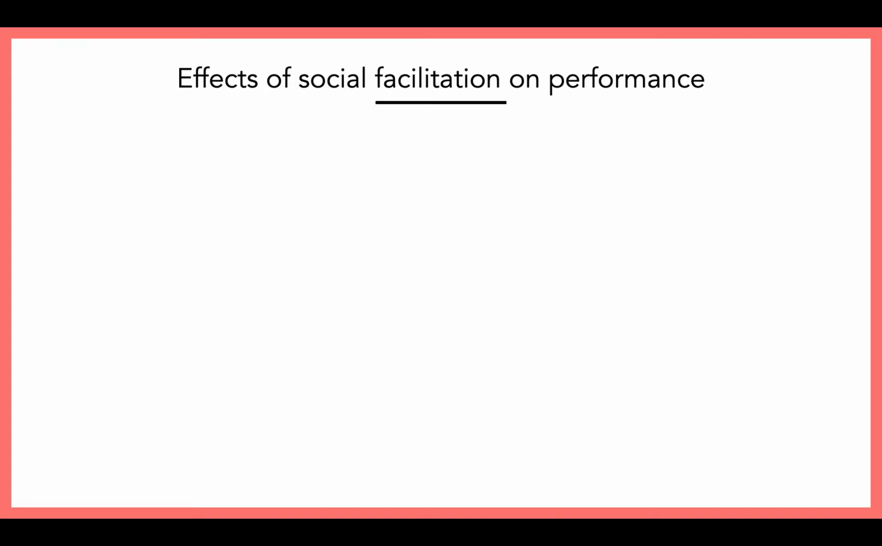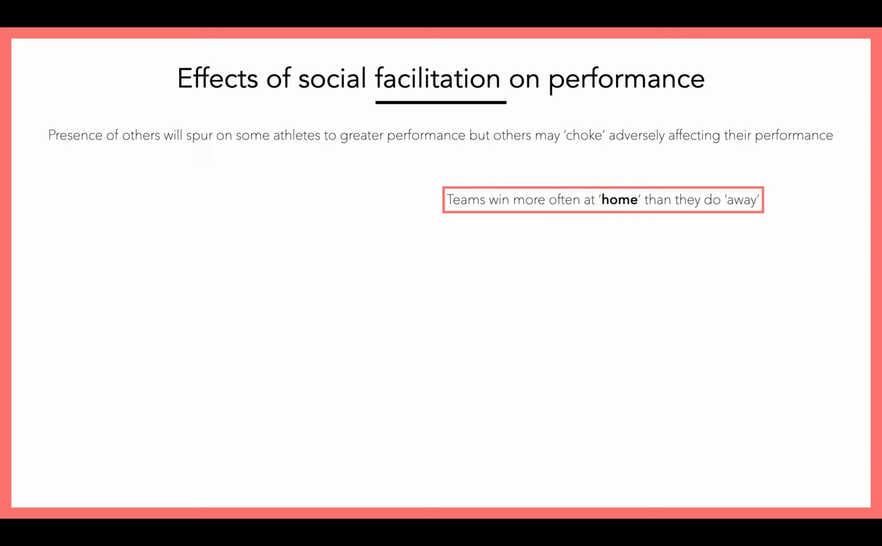So what we're going to look at now is the effects of social facilitation on performance. And similarly to arousal, we're going to look at some of its relationships. Okay. Now, the first thing we're going to look at is home field advantage. So some people, as we know, regardless of whether they're home or away, will choke in front of an audience. Some people will rise to the occasion. But what has been found, and it is a fact, is that teams win more often at home in their home stadium than they do away. Now, I have to say, the percentages aren't as high as you might think. But it is a fact, okay?